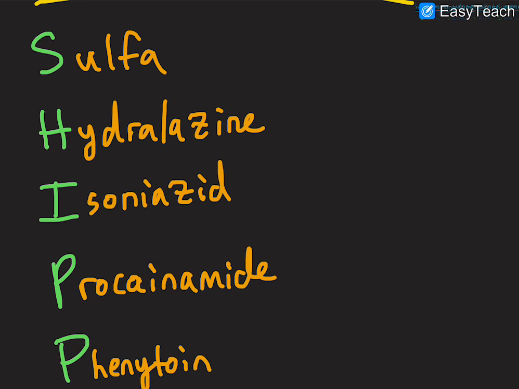So this was a basic quick video, just focusing on the main things, which is: what antibodies do you see? Antihistone and ANA, right? What symptoms do you see? It's similar to SLE, except no renal and CNS involvement, okay? And then what drugs induce this? What drugs cause drug-induced lupus? Remember the mnemonic SHIP: S for sulfa drugs, H for hydralazine, I for isoniazid, P for procainamide, and the other P for phenytoin, okay?